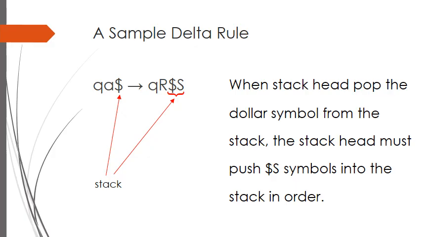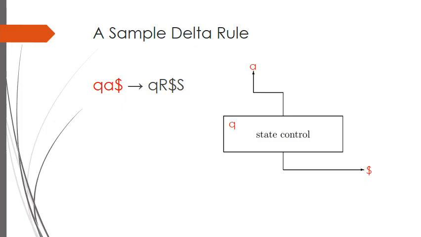And last, the third part of the rule. On the left-hand side, there is a $ symbol. We can understand that when the stack head pops the $ symbol from the stack, this rule can start. On the right-hand side, there are two symbols for the third part, a $ and an S symbol. When this rule runs, the stack head must push these two symbols onto the stack in order. At first the $, then the S symbol. When the state controller is in state Q, if the tape head reads an A symbol and the stack head pops a dollar symbol, stay in state Q, move the tape head one cell to the right, and push a dollar and the S symbol onto the stack.